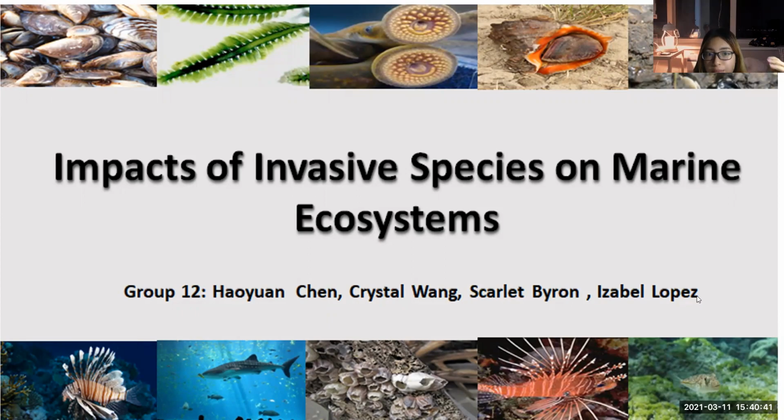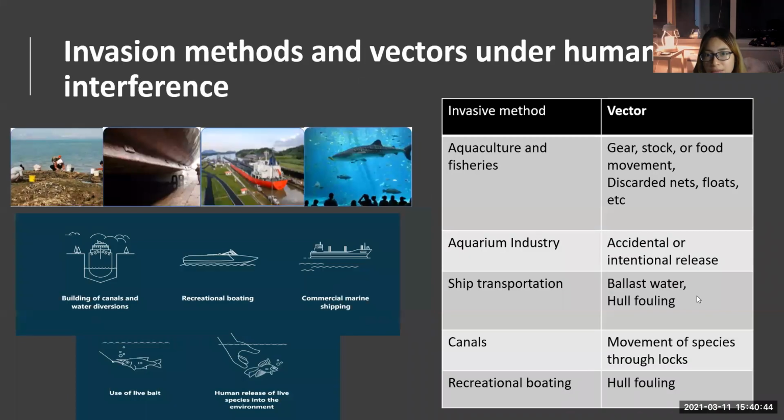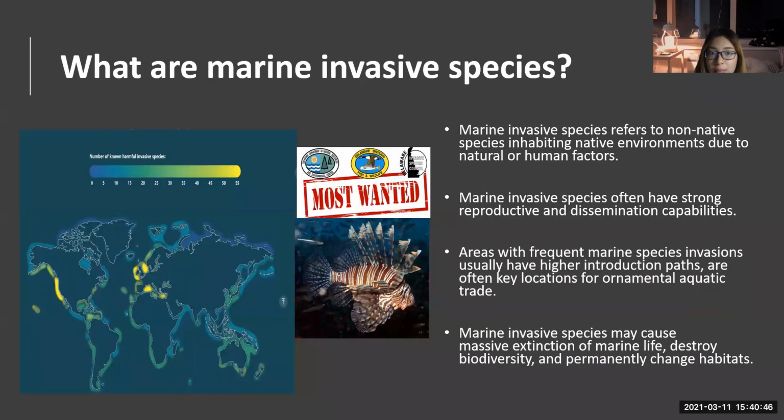While many introduced species died out, some species grew rapidly without many predators and parasites and eventually became invasive species. Marine invasive species may cause massive extinction of marine life, destroy biodiversity, and permanently change habitats. They often have strong reproductive and dissemination capabilities, limiting the local fish population. Native predators struggle to compete with them.